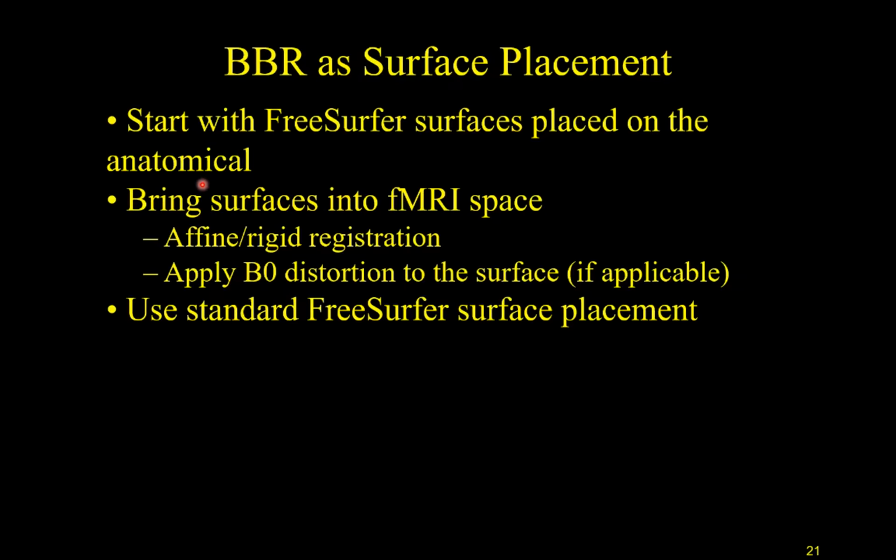Placed on the anatomical, you would bring those surfaces into the fMRI space through an affine or rigid registration, applying B0 distortion if you happen to have a B0 map, and then use the standard FreeSurfer replacement.